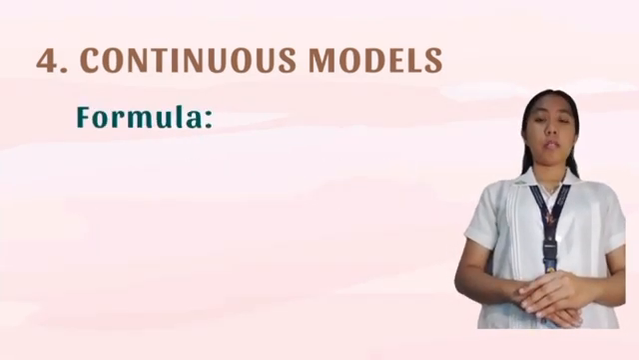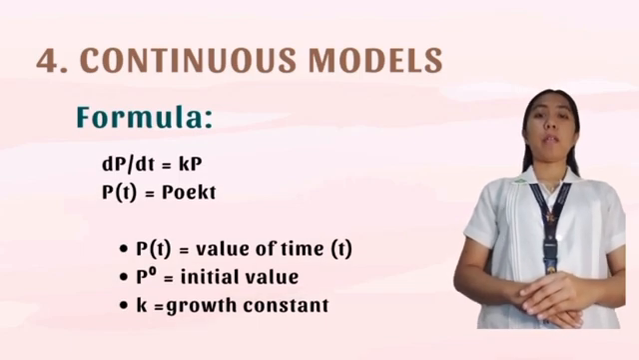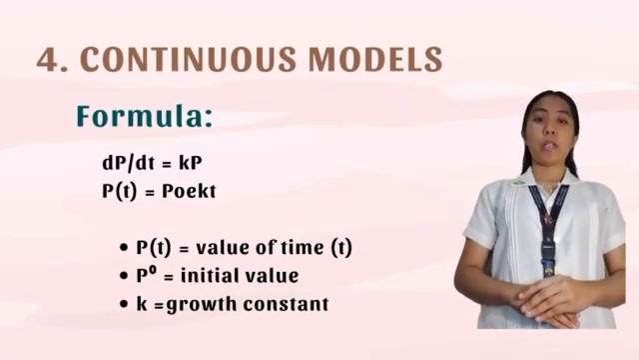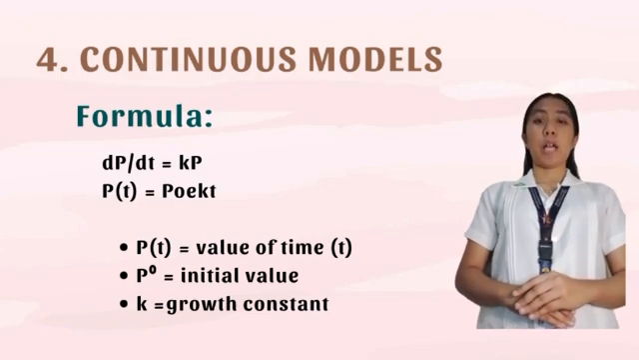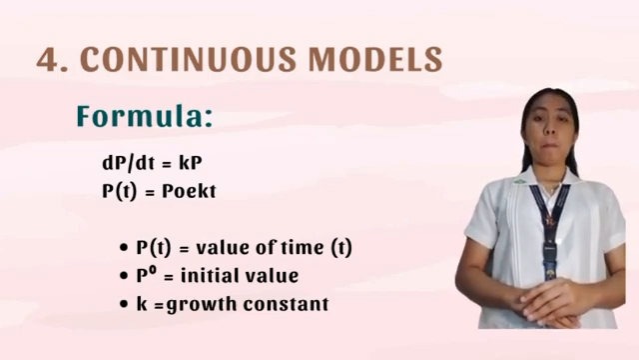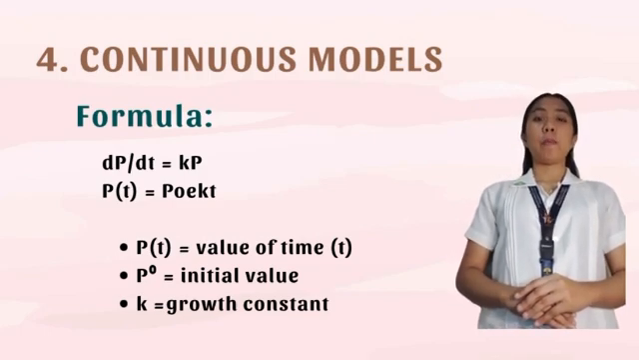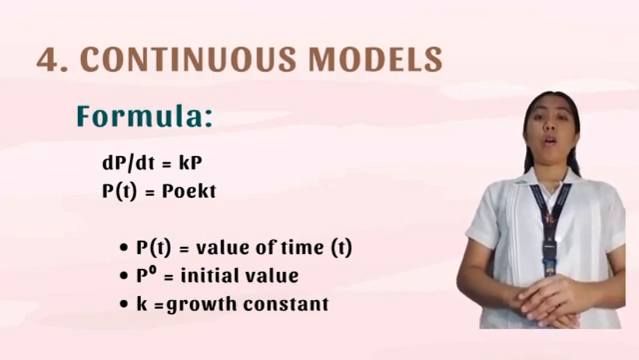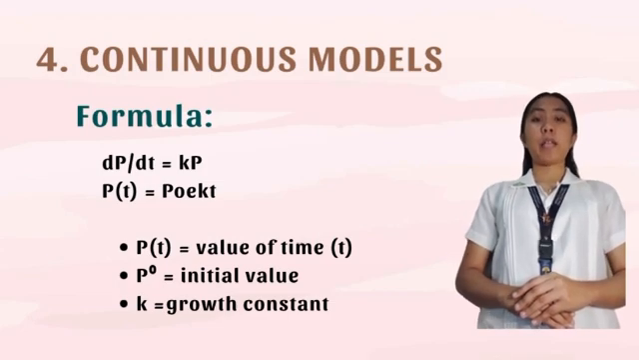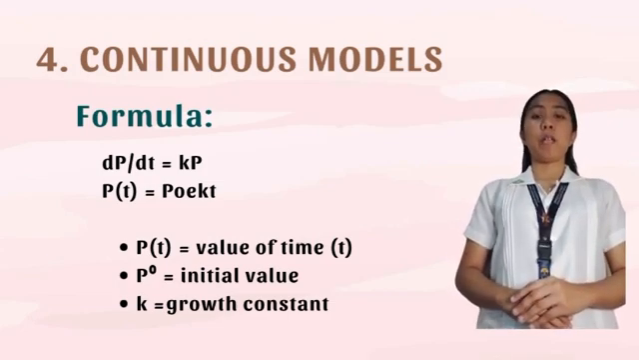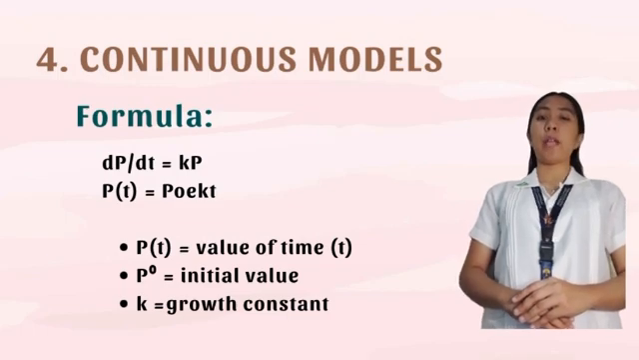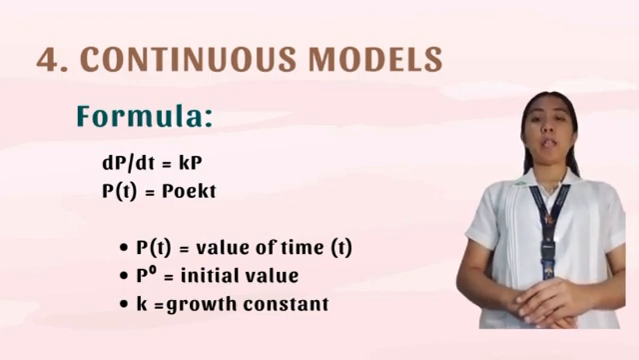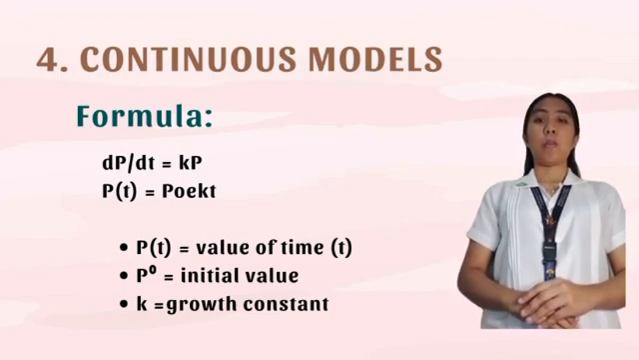Formula in continuous models. First is dP/dt equals kP, or the rate of change of P with respect to time equals k times P. Next is P of t equals P naught times e to the kt, or the value of P at time t equals the initial value P naught multiplied by e to the power of k times t. Variables: P of t is the population or quantity at time t, P naught is the initial value or value at t equals 0, k is the growth constant, and t is time.